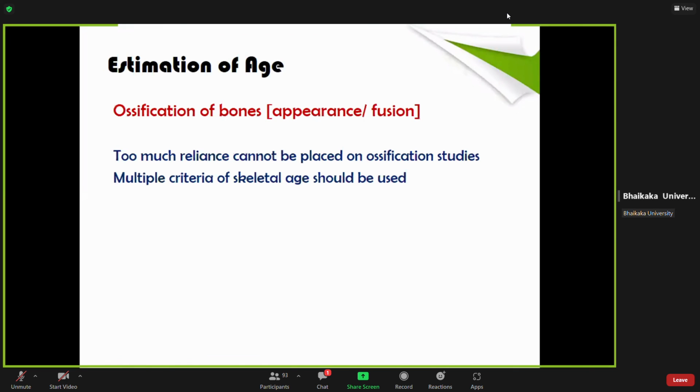Too much reliance cannot be placed on ossification studies. Multiple criteria of skeletal age should be used. मतलब कि कोई एक सिर्फ एक्सरे ले लिया उस पे रिलायंस नहीं कर सकते कि यही एज है. उसके लिए उसके साथ डेंटल एग्जामिनेशन, one or more X-rays should be done.